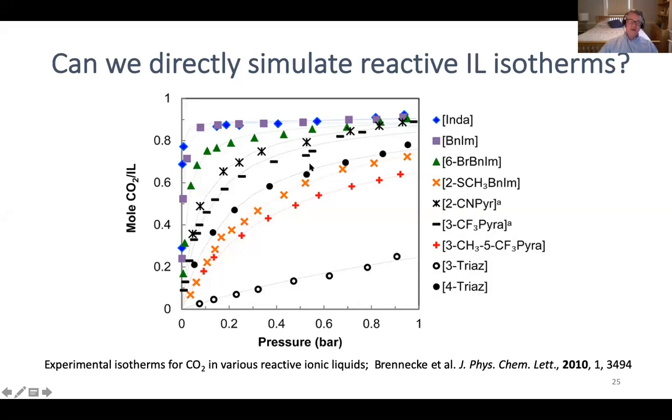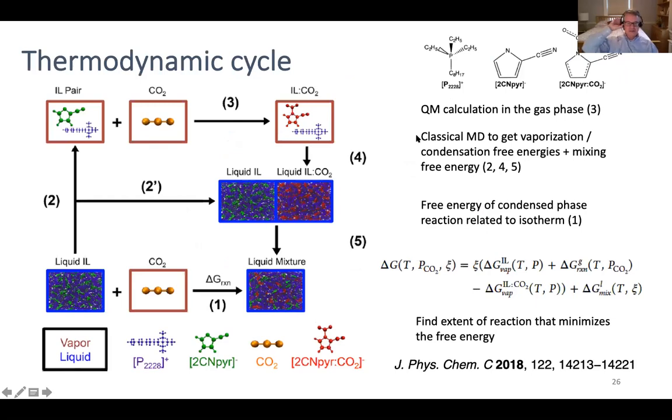So we asked the question, could we just directly simulate a reactive isotherm? We approached this in two ways. The first was kind of how a thermodynamicist would do this. We constructed a thermodynamic cycle. What you'd like to do is know the free energy of the reaction of an ionic liquid and CO2 dissolved in it, and then you form a mixture. So here's the reaction. Again, we're taking a cation, we're taking this anion, and then we're sticking a CO2 on the anion. So this is the chemical reaction that takes place.